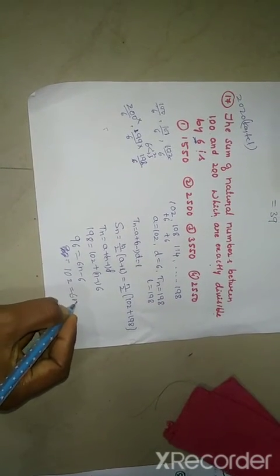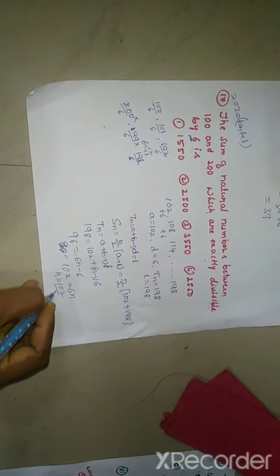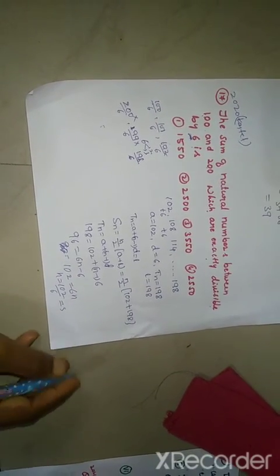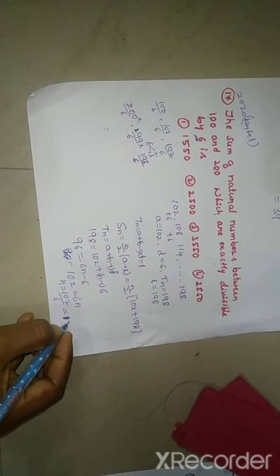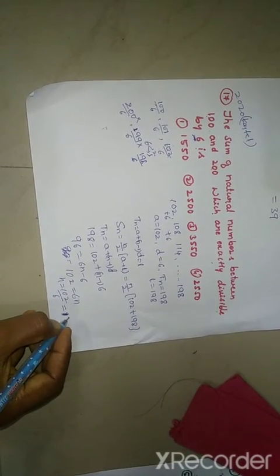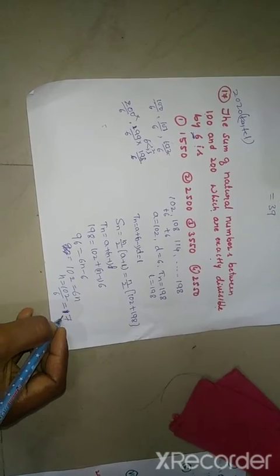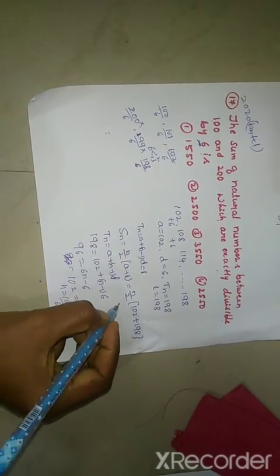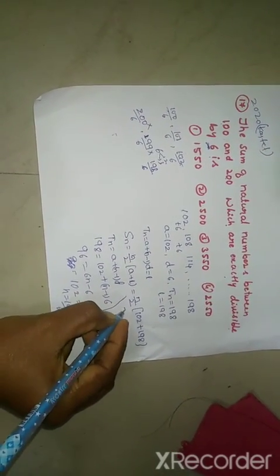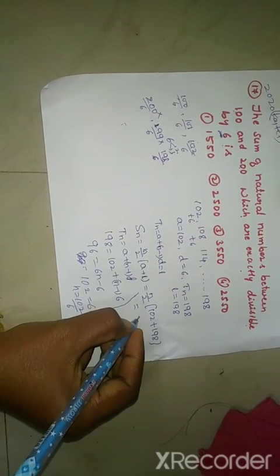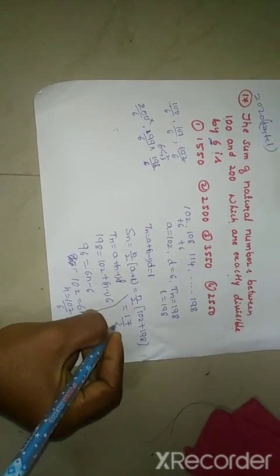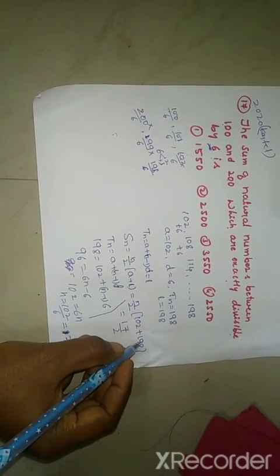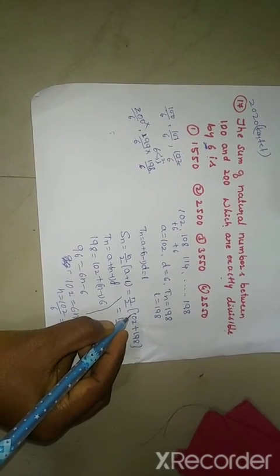That is equals to 6n. n is equals to 102 divided by 6. 6 sevens are 42. So we will get the value of n is equals to 17. So substitute here, n is 17, so 17 by 2 times, if we add these two, 198 plus 102, that is 300.